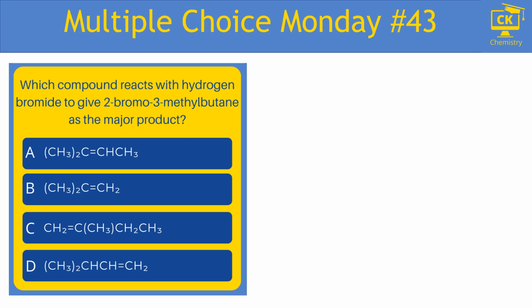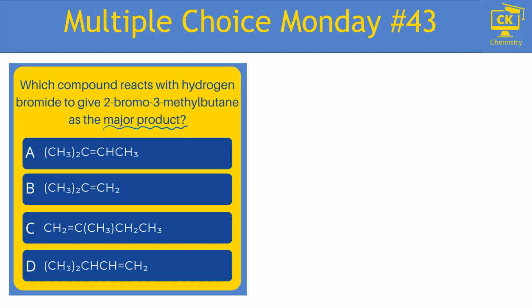This week's Multiple Choice Monday is about organic chemistry, in particular the electrophilic addition reactions of alkenes. And it's asking us to work backwards because it has given us the name of a product and it wants us to decide which compound reacts with hydrogen bromide to give that product. And there is also a clue in the question that talks about it being the major product.